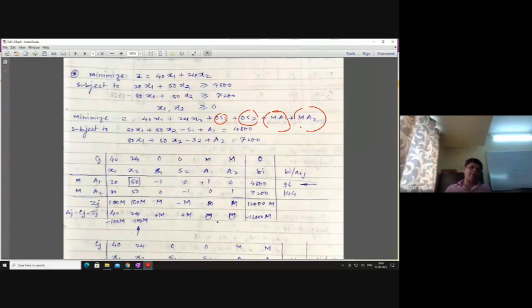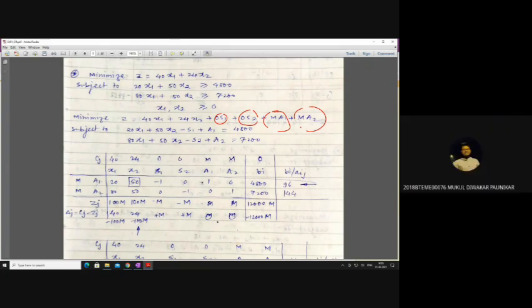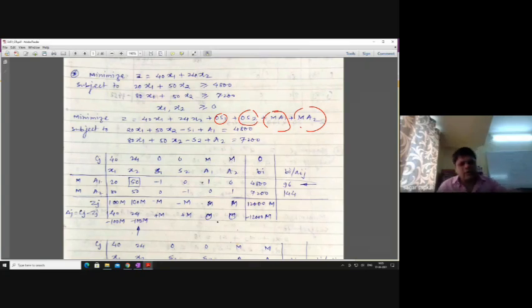Similarly, here the largest negative Cj minus Zj is 24 minus 100 M. That will be the key column. Now once the key column is decided, you have to go for Bi upon Aij. So 4800 divided by the key column value, that is 50, you will get 96. Similarly, 7200 divided by 50, you will get 144. Is it okay? Did you understand up to here?